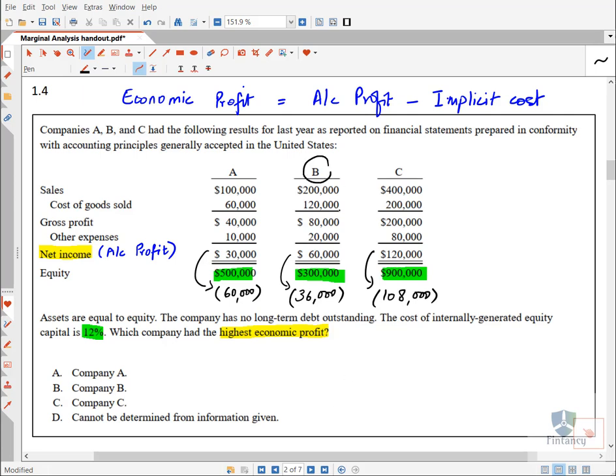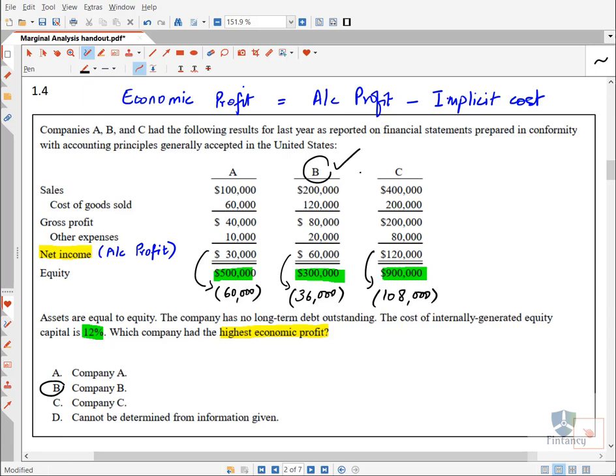Definitely. Very nice, my friends. So B is the answer for this question. Once you do this exercise, you have to select the highest one, which is B. Because see, company A, I think it's making a loss, right? 30 minus 60 is how much? Minus 30. Very nice. 60 minus 36, how much? That is 24. 120 minus 108, that is 12. So definitely this is giving us 24, the highest.